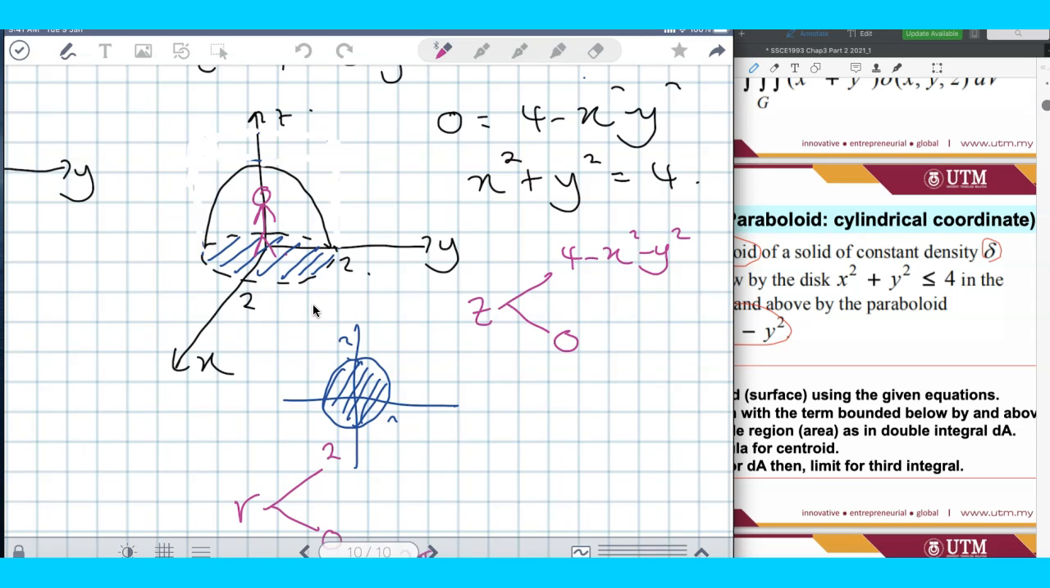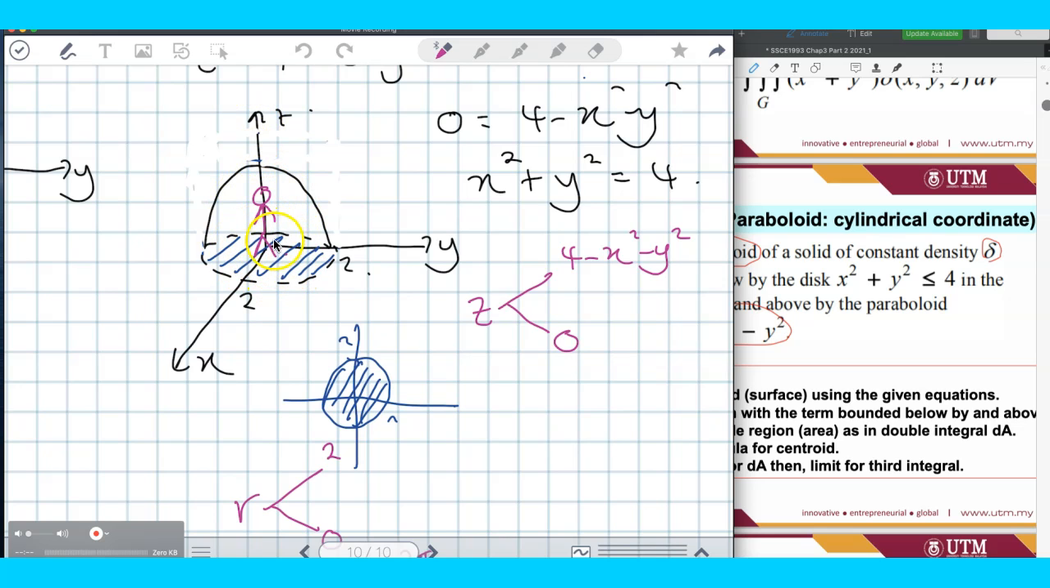Next we want to get the centroid, but before that, just look at your solid. Sometimes you don't need to compute every single x bar, y bar, and z bar, because from the solid you have sketched, you can determine directly where x bar, y bar, or z bar is located. The centroid is the center, the stability point. You can see that the solid is symmetrical about the z-axis.